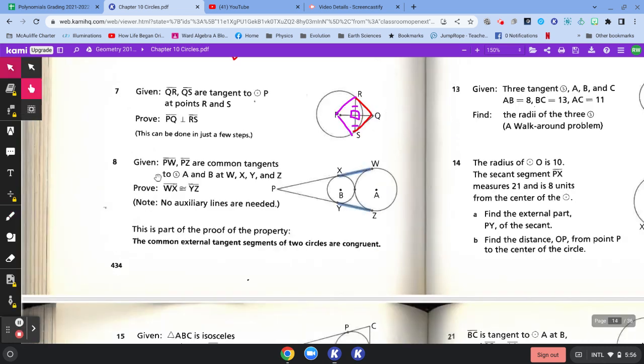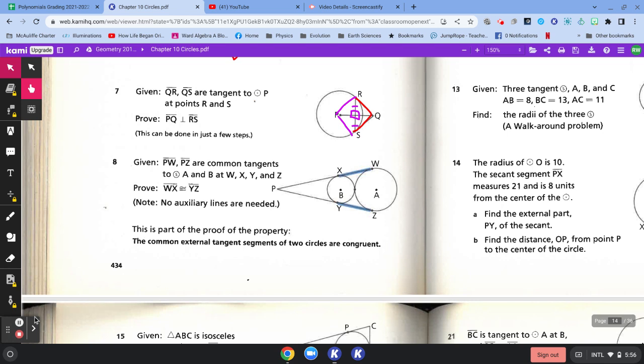So we're given PW and PZ are common tangents to those two circles, to circles A and B, at W, X, Y, and Z. Okay, so we've got all those points of tangency. We're supposed to prove that WX and YZ are congruent, and we won't have to draw any extra lines. So pause the video and see what you can do.